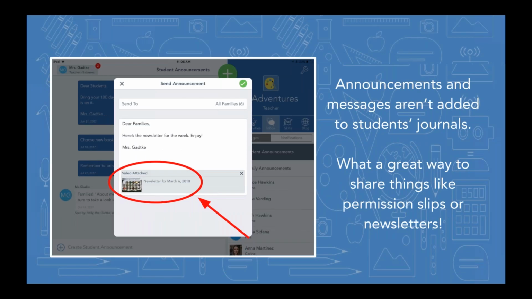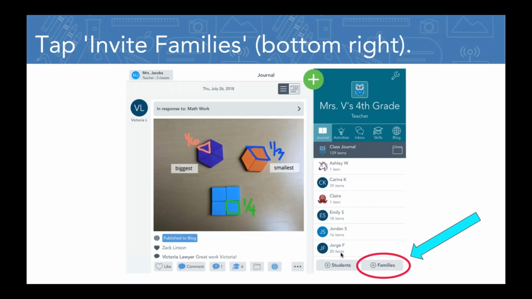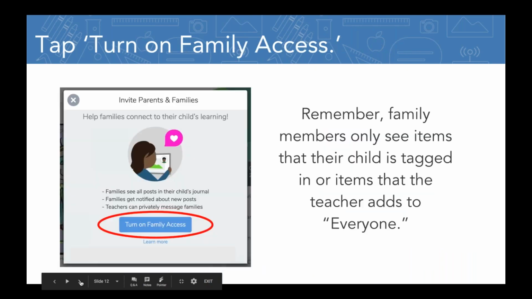We talked about announcements and messages, and now we're going to talk about connecting families. Remember when I showed you how to print the student QR code poster? We did it by clicking plus students. When you're ready to connect families, you're going to click plus families down there, okay? And I'll show you that in real time in just a second. Then if Seesaw asks you to enable or turn on family access, you want to say yes.